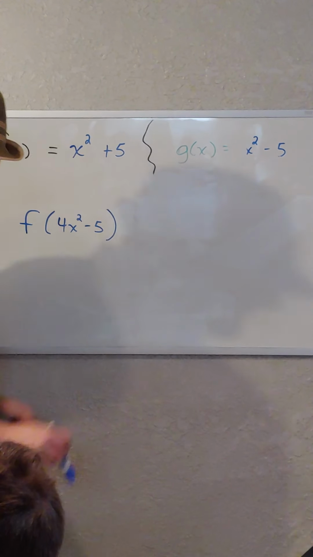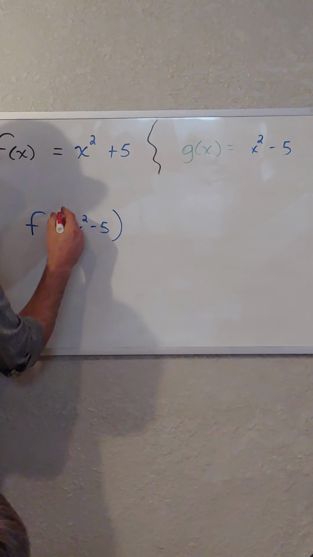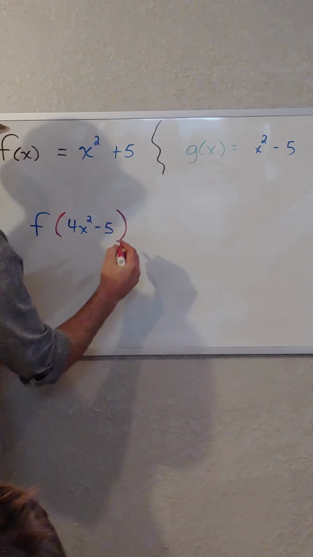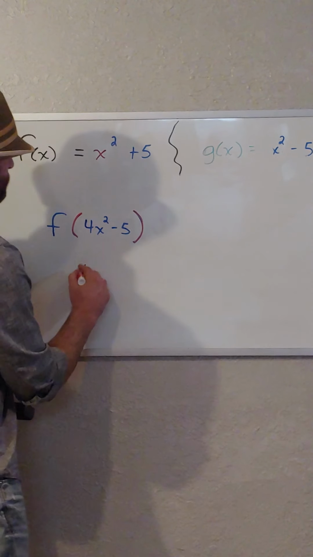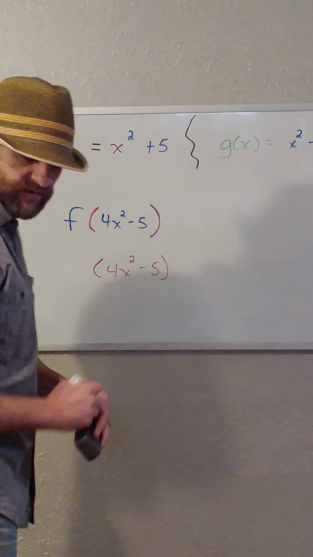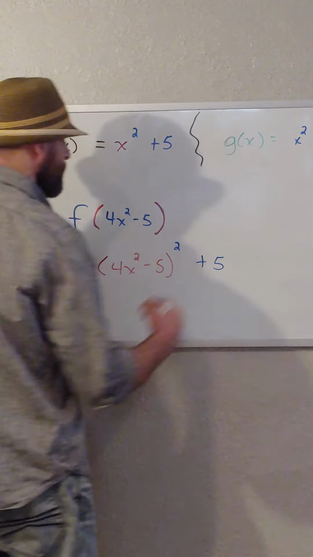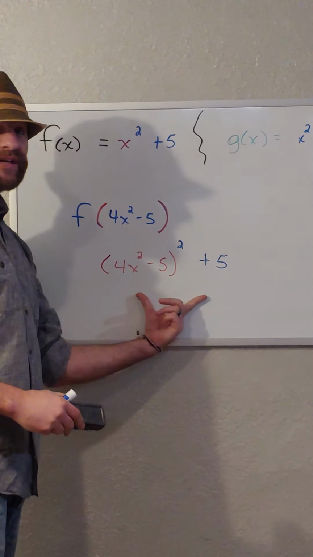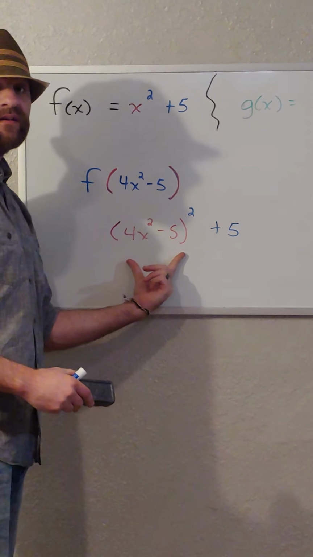Okay. So what she's saying is take this right here, this whole entire parentheses, and put it in the place of that x right there. So you'll have 4x to the second minus 5 to the second power plus 5. In other words, this and this are identical with one exception. I took the x and I put this in its place. Okay with that?